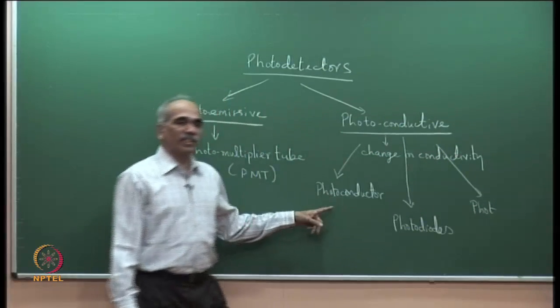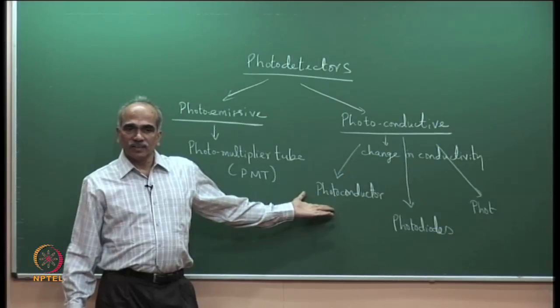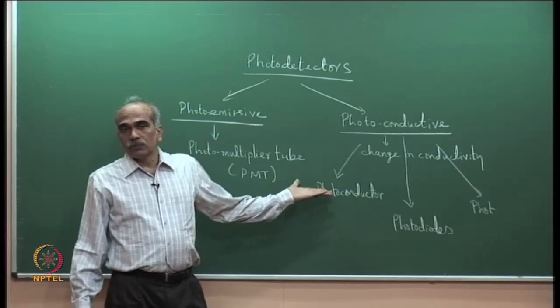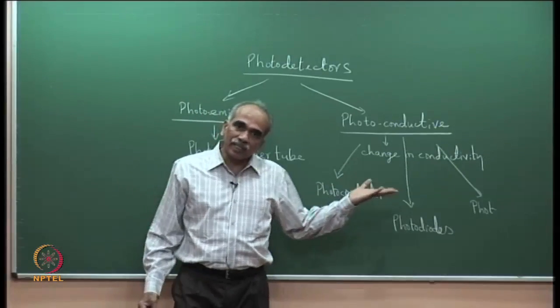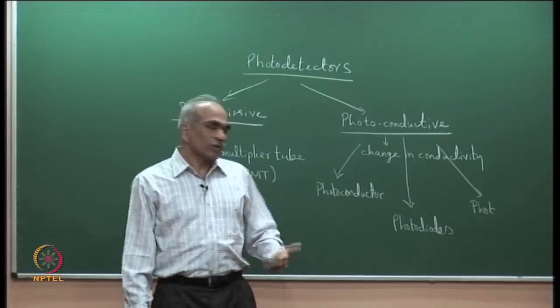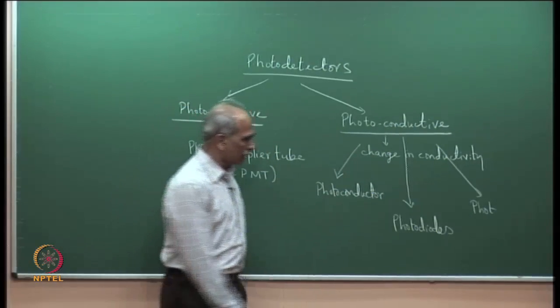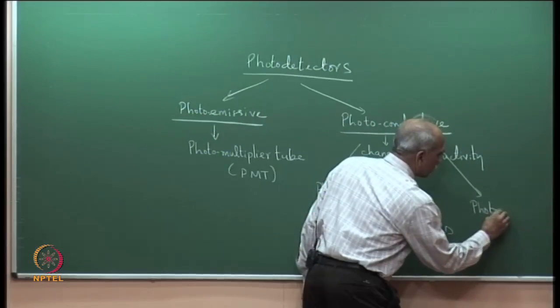As you can see, this is not a junction device, this is a simple piece of semiconductor, probably one of the few applications where you use the semiconductor as it is. Otherwise, most of the devices are junction devices, PN junction devices. Photoconductor, photodiode, phototransistor.